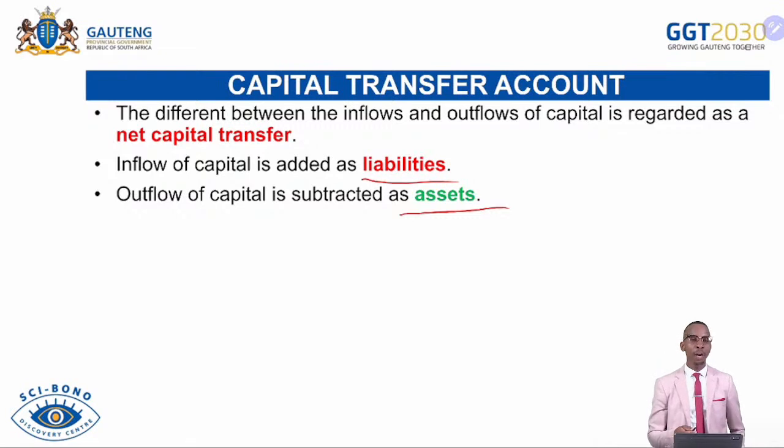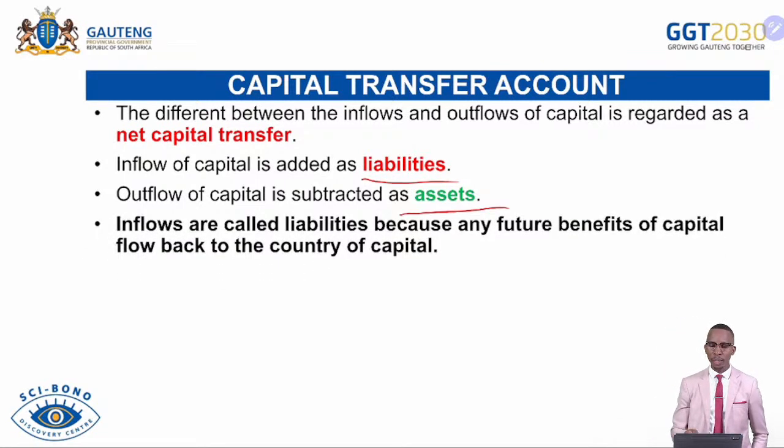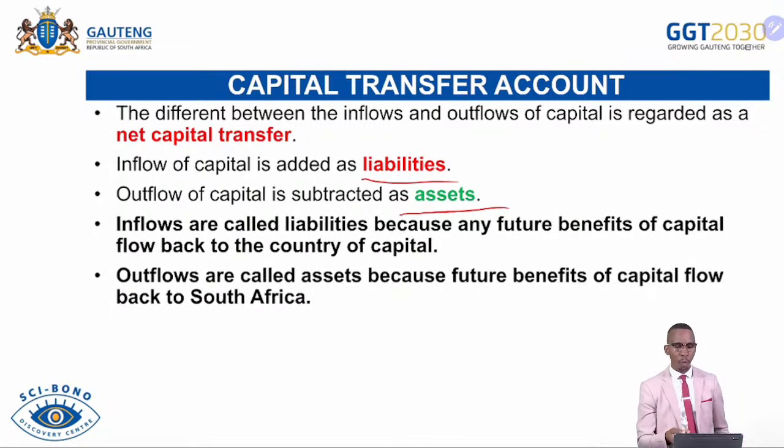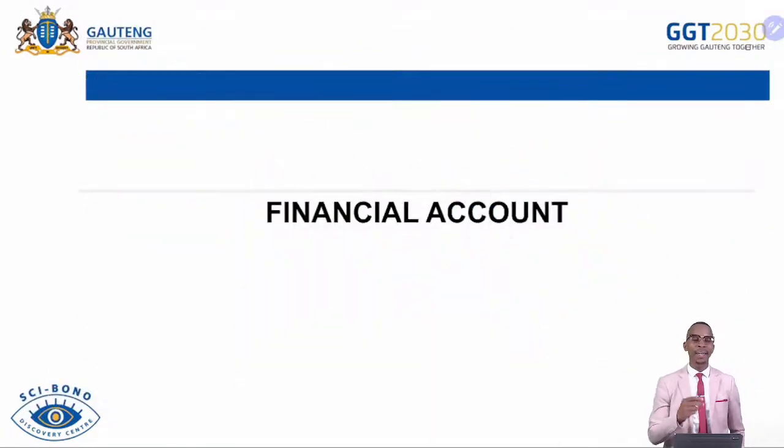Assets: the outflow is called an asset because the future gain of this amount of money will be back in the country in the future and benefit South Africa. Liabilities: this amount of money is here to generate more money and it will leave in the near future and benefit its country of origin. So inflows are called liabilities because any future benefits of capital flow back to the country of the capital. And then outflows are called assets because benefits of capital flow back to South Africa as a country. I believe now you will understand if you see this difference of assets and liabilities.